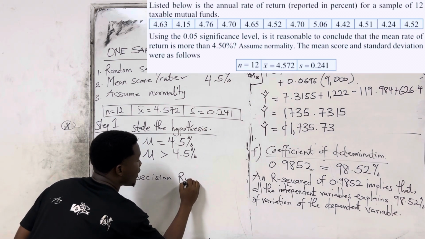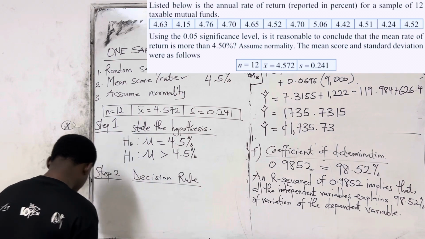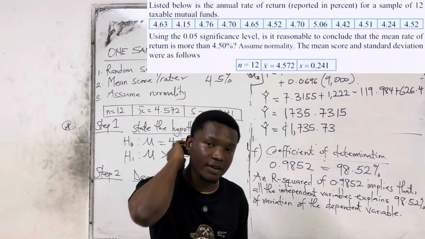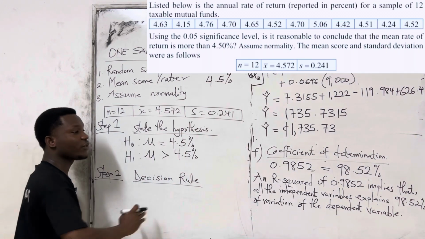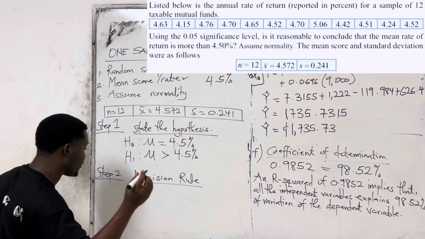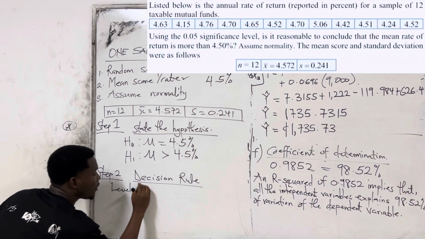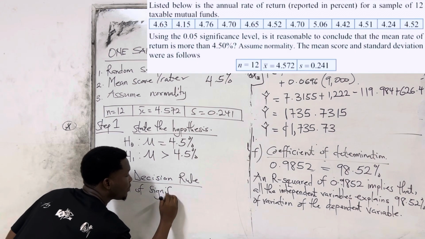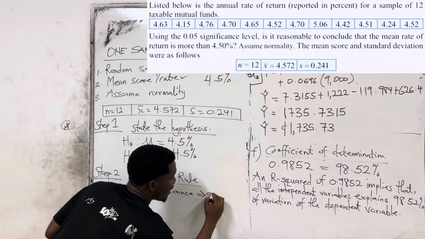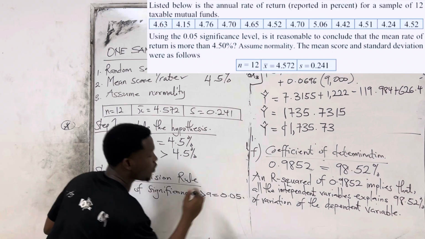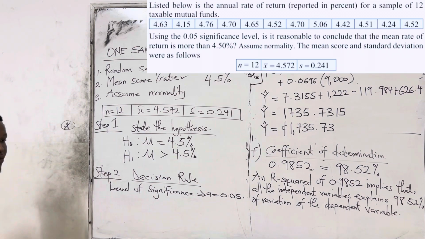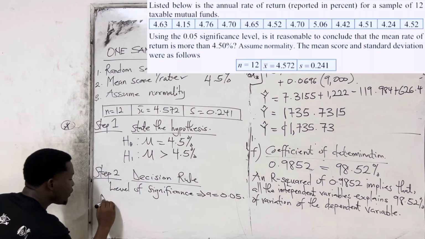What will guide our decision rule? The first thing that we have to do is to find our T critical value. If you are finding the T critical value, since you have been given only the level of significance, the level of significance alpha equals 0.05 in the question. And with this one, we have to state our degree of freedom.